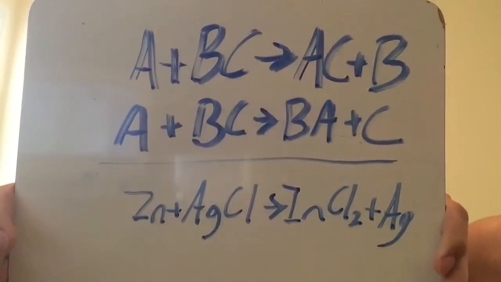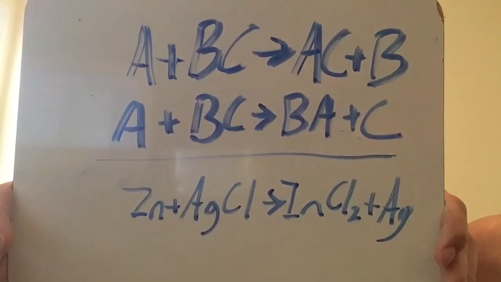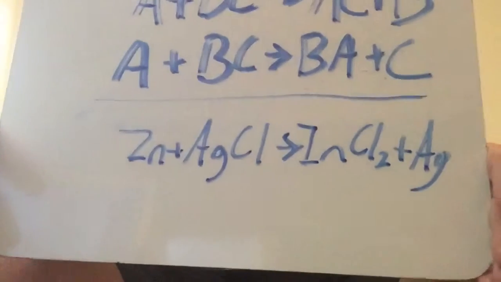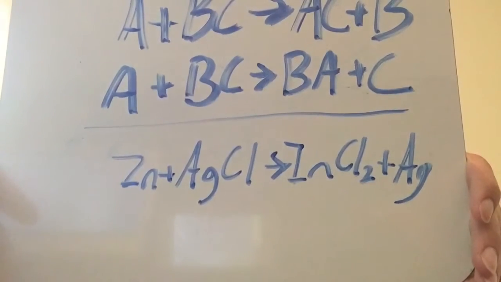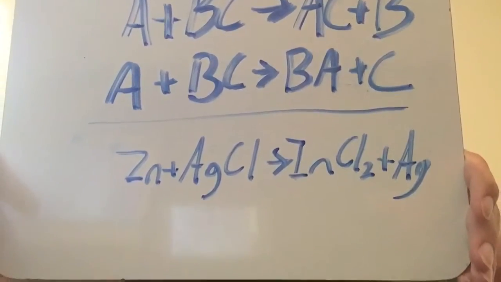The next type of reaction is a single replacement reaction. Single replacement reaction is when one element replaces another. A metal can only replace a metal, and a non-metal can only replace a non-metal. An example of single replacement is A plus BC yields AC plus B, or A plus BC yields BA plus C. A real life example would be zinc plus silver chloride yields zinc chloride plus silver.